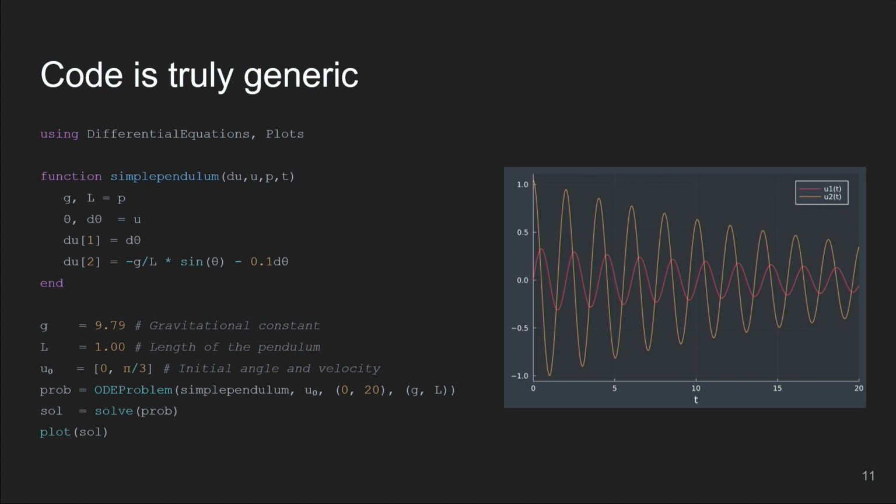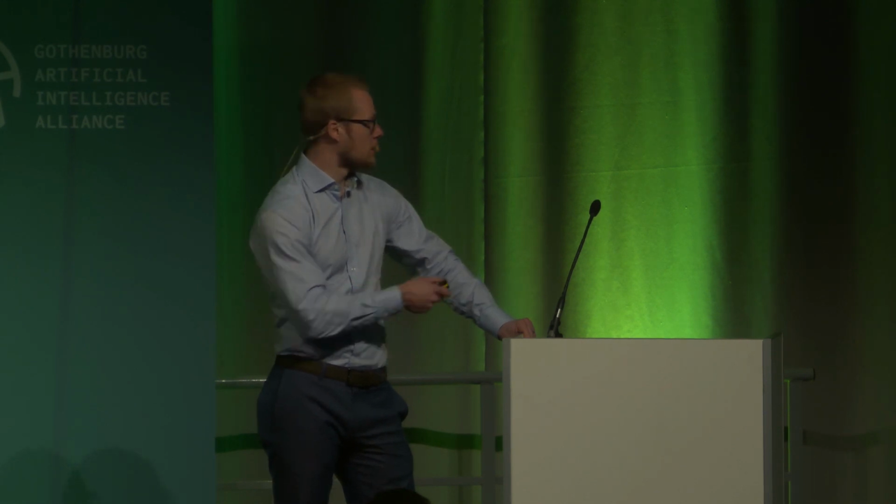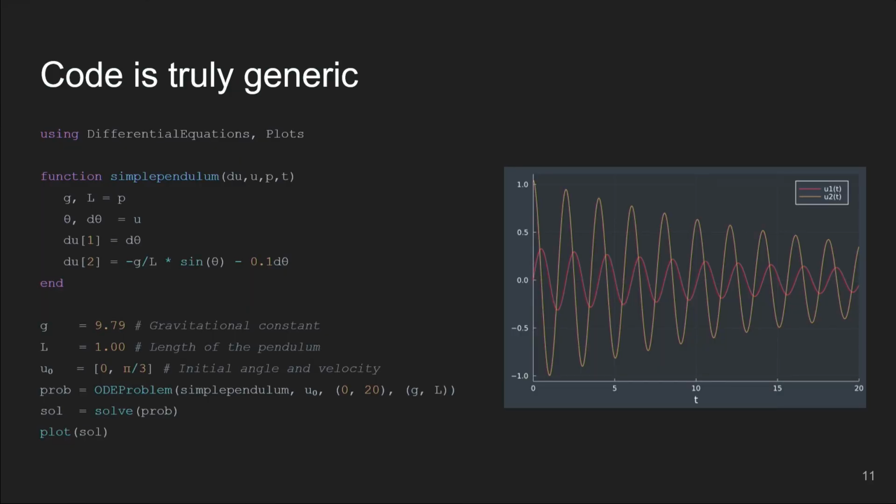Then I call plot, and the plotting function from Plots understands how to plot the solution because there is a recipe system that tells the plotting functionality how this structure sol should be plotted. And we get something that swings back and forth, and it decays slowly because there is some friction.